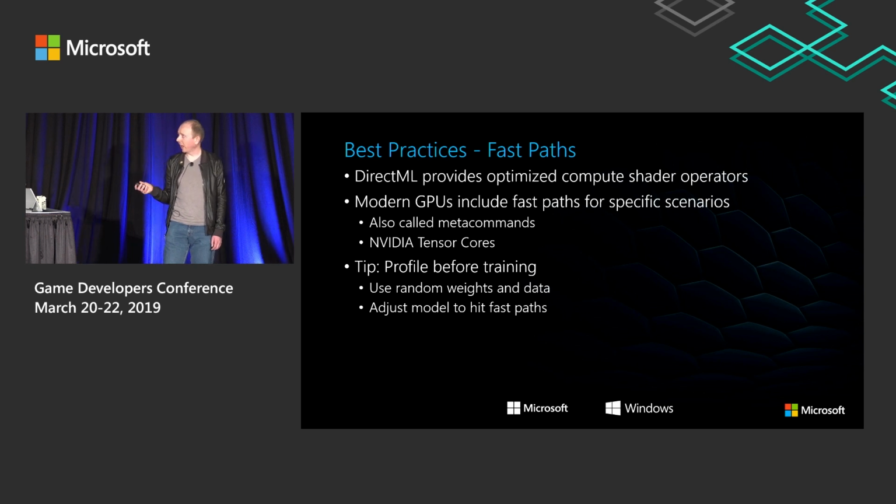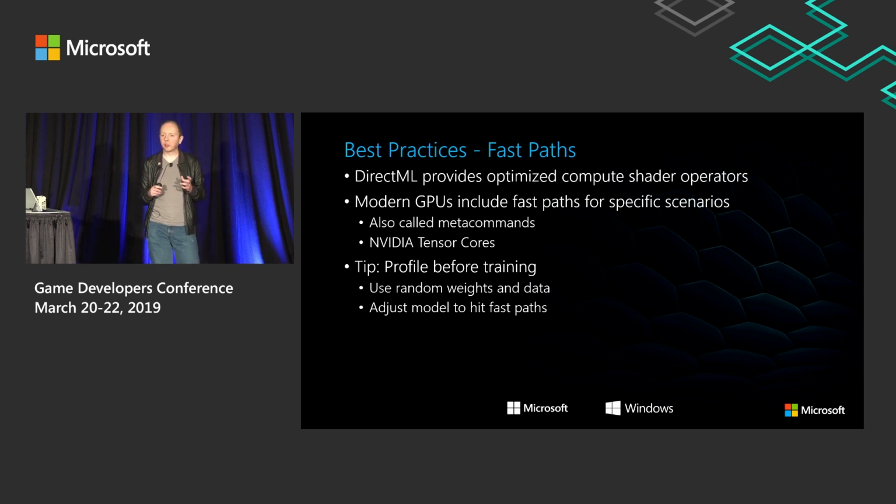So first of all, fast paths. As Adrian mentioned, DirectML provides optimized compute shader implementations for many machine learning operators. However, a lot of GPUs do provide hardware-specific paths that can run faster for certain scenarios. If you've heard the term meta commands before, this is essentially the same thing. And if your hardware has machine learning specific cores in it, like NVIDIA's Tensor cores, this is how you'd access those. Now these are designed for certain common scenarios and use cases, which means, for example, a certain GPU might support a convolution operator with a 3x3 filter size, but not a different filter size.